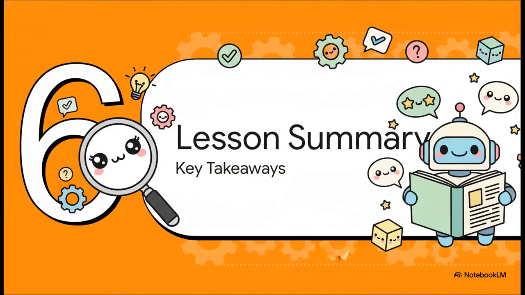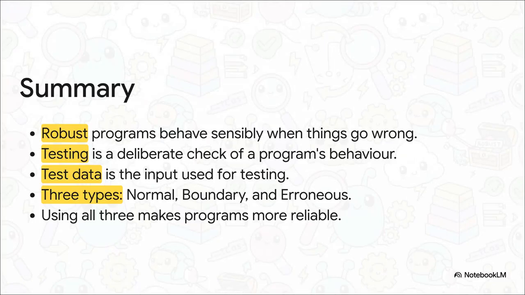Right then, let's do a quick recap of the key takeaways from this whole explainer. So we've seen that a robust program is one that behaves sensibly even under pressure. We know that testing is a deliberate process to check this, and it uses 3 specific kinds of test data: normal, boundary, and erroneous. And using all 3 is what makes for really reliable software.